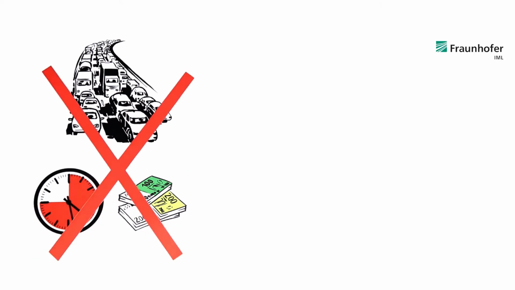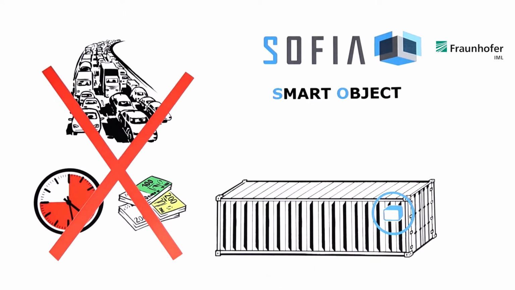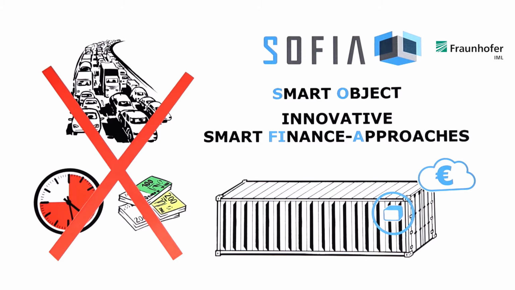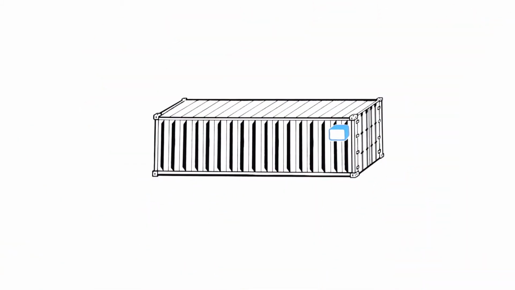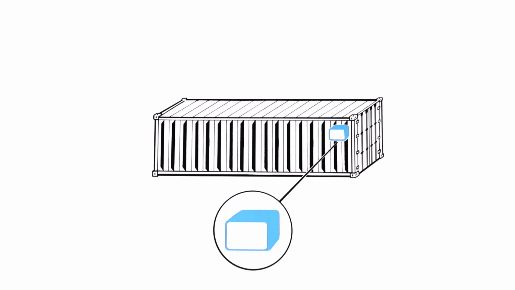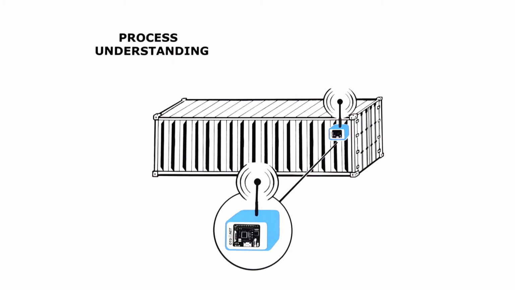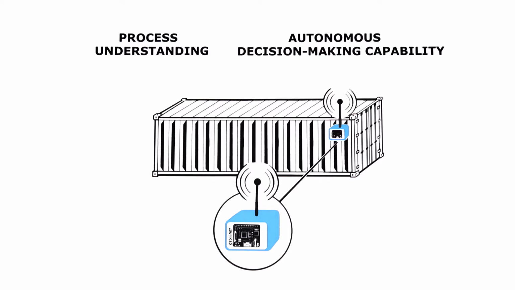Under the consortium leadership of Fraunhofer Institute of Material Flow and Logistics, the SOFiA-Project turns simple containers into smart objects, including innovative smart finance approaches. Thus, the container itself becomes the dispatcher. Its core is a decentralized control unit. This unit combines a decentralized planning and control software with different sensors for the detection of the environment and various communication interfaces. Thereby, the container is equipped with its own process understanding and autonomous decision-making capability.